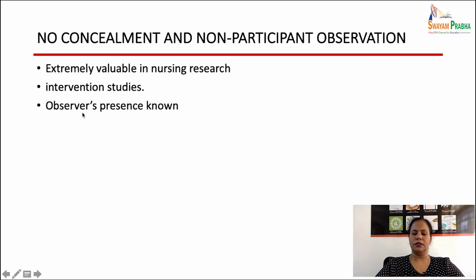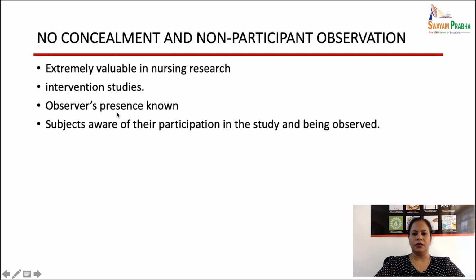And here, because there is no concealment, the subjects know that observers are there and they are assessing them. So subjects are aware of their participation in the study and they know that they are being observed.